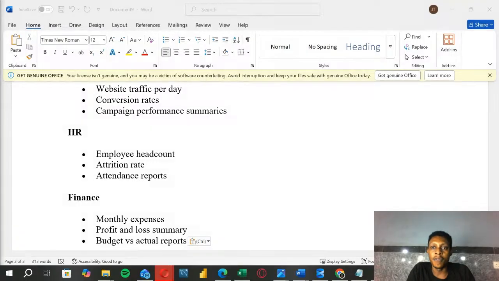We have Excel for descriptive analysis. You can learn how to use sum, average, count, pivot table, then charts. Then under SQL, you can look at the select statement, where clause, group by, and order by.